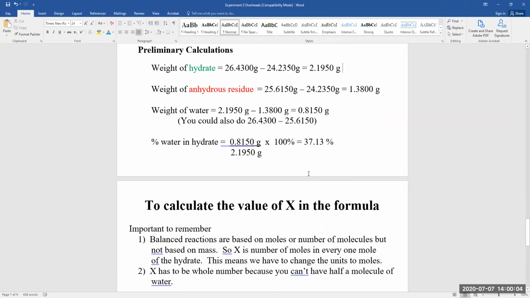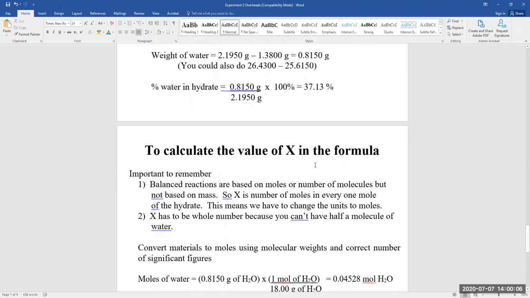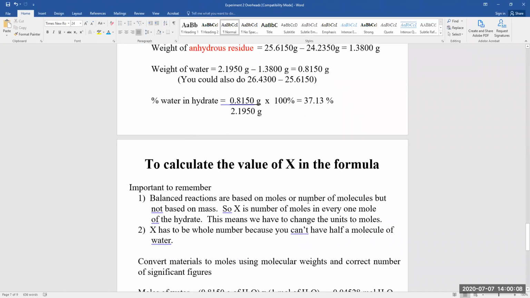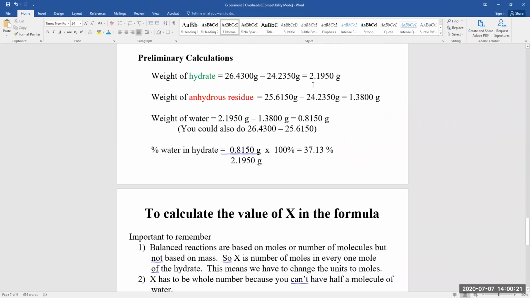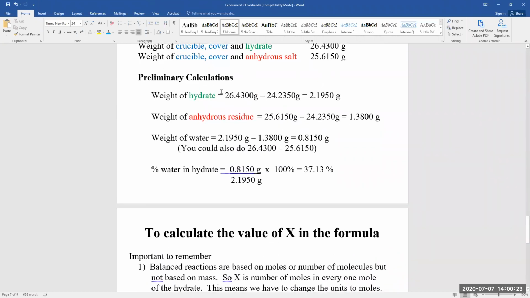The second part of the experiment was to calculate the value of X in the formula. Now again, I remind you of this. We mentioned it when we started this discussion. The balanced reactions are based on the number of moles or number of molecules, not based on mass. So right now here we have mass of the hydrate, mass of the anhydrous residue, mass of the water.